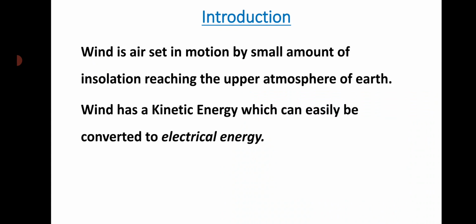So, what's a wind? Wind is air set in motion by a small amount of insulation reaching the upper atmosphere of Earth. Later in this chapter, we'll study in detail about the origin of winds. The kinetic energy of the wind is made use of in the case of wind energy conversion into electrical energy.